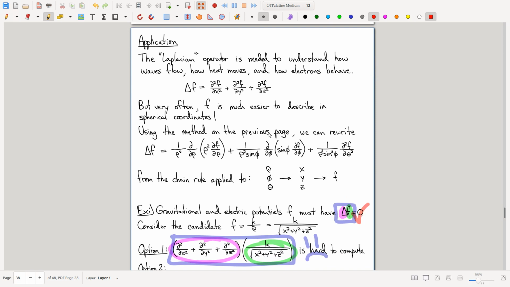And again, notice nothing obscure about these examples. You want to understand how heat moves? That's not a niche problem, right? That's a big deal. That's everywhere, right?